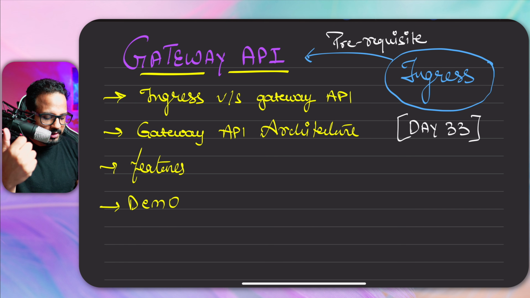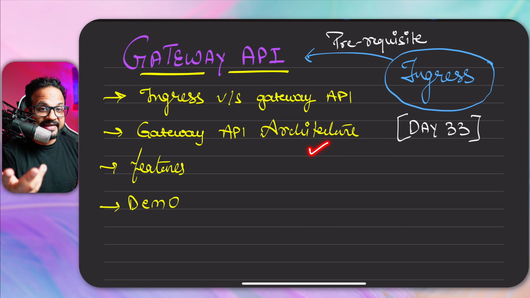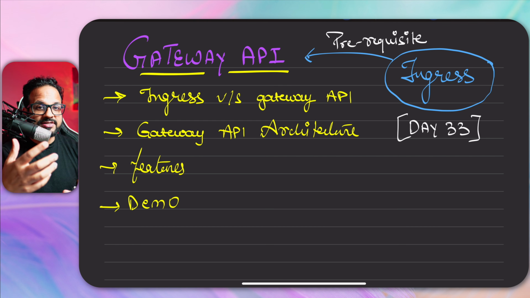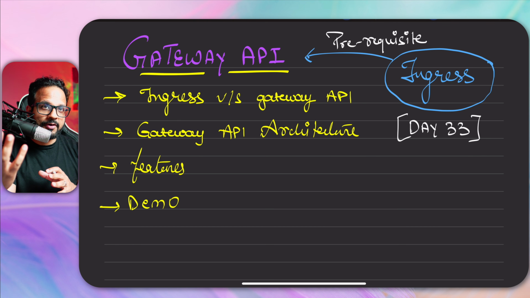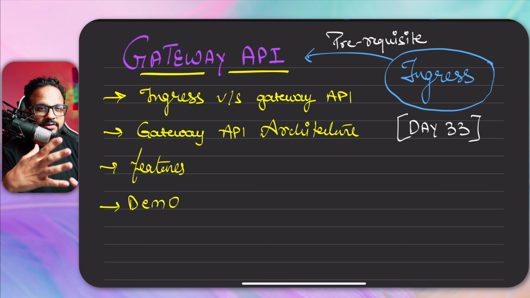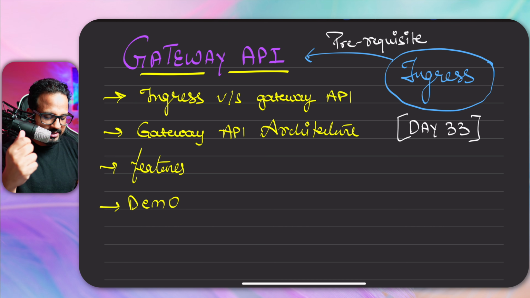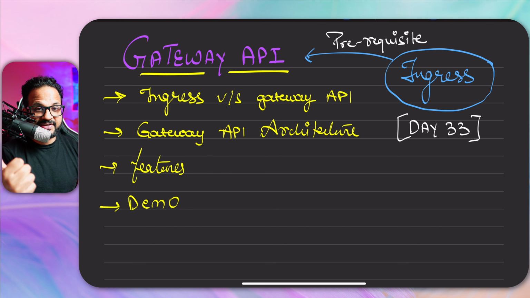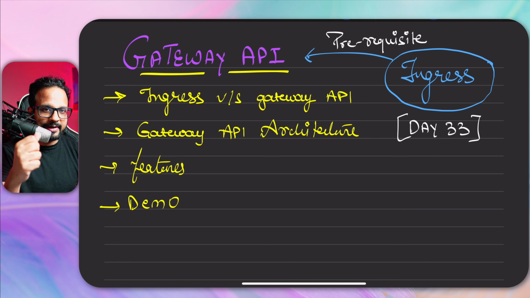Okay. So we'll start with that, and then we'll look into Gateway API architecture, like how it is different from Ingress and what all the other components involved in this. We'll look into some basic features of it, and then we'll do an end-to-end demo of implementing the Gateway API in a lab environment. Okay, I'll walk you through all the steps.